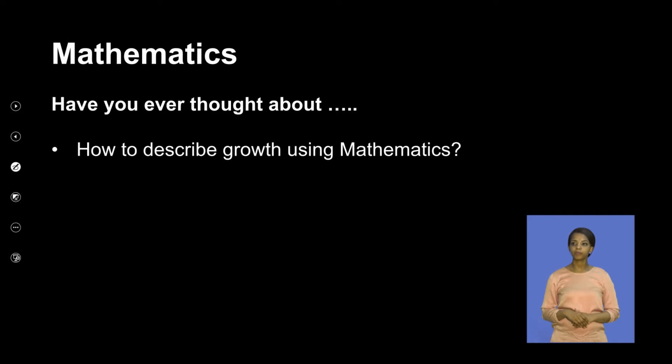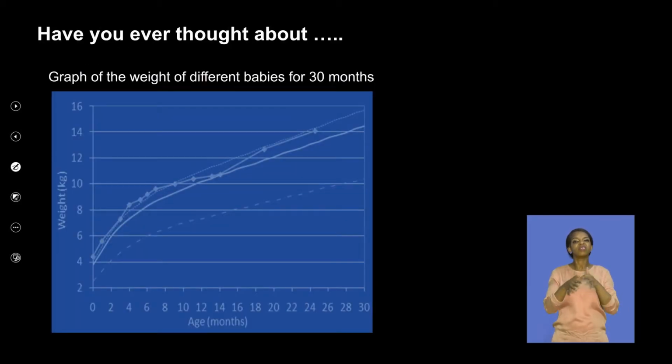Now, let's pin this down to what exactly we want to talk about, describing growth using mathematics. I want you guys to look at this particular graph that we have here. It shows the weight of different babies for 30 months. As you can see on this graph, on the x-axis I have the age in months, and on the y-axis I have the weight in kgs. And over time, you can see that the person will start having maybe a weight between 2 and 4 kgs.